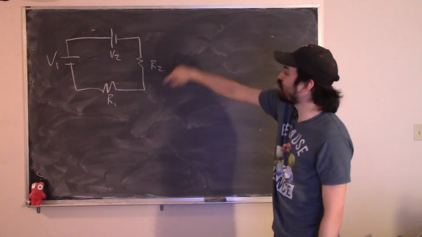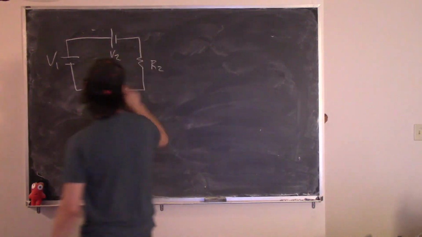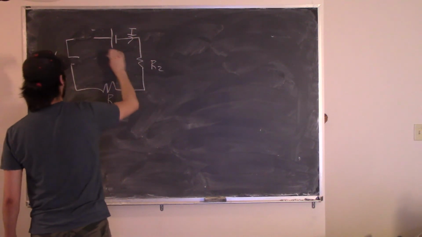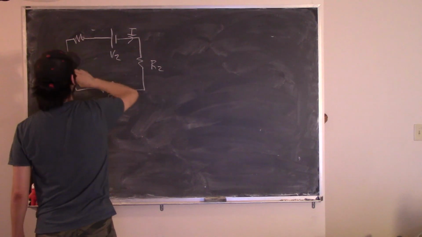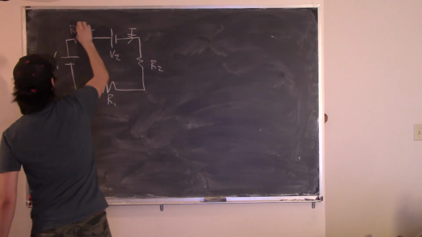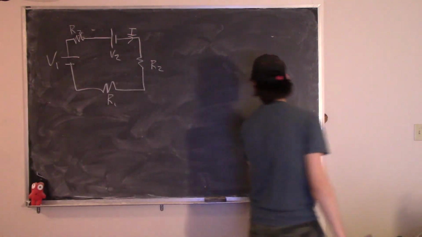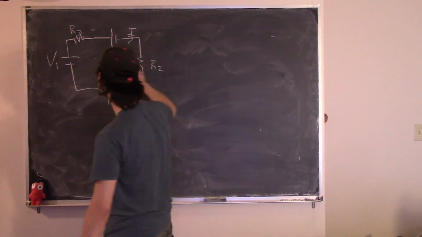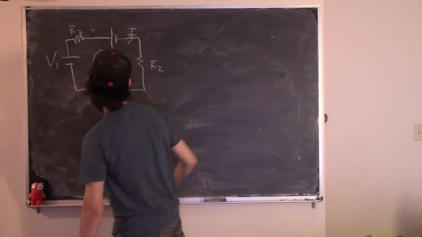So if we want to find what the current is here, let's label a direction for the current. Say this is I. And Sean actually asked what happens if I put a resistor in here. No problem, we can do that too. So we can put some R3 here. So we label the direction of the current. Now we have to draw a direction of the loop. I'm going to choose to do my loop like this.